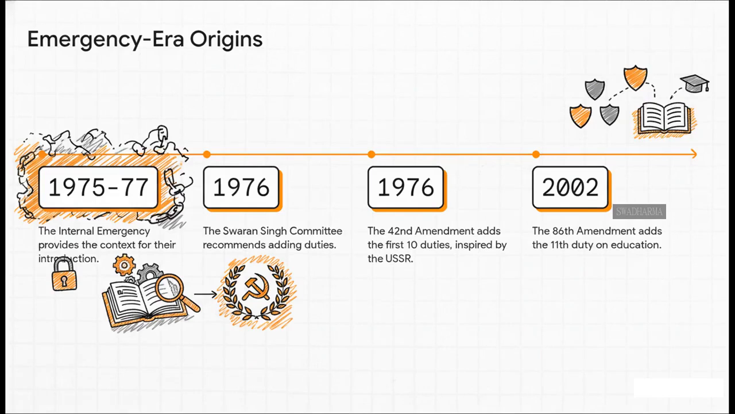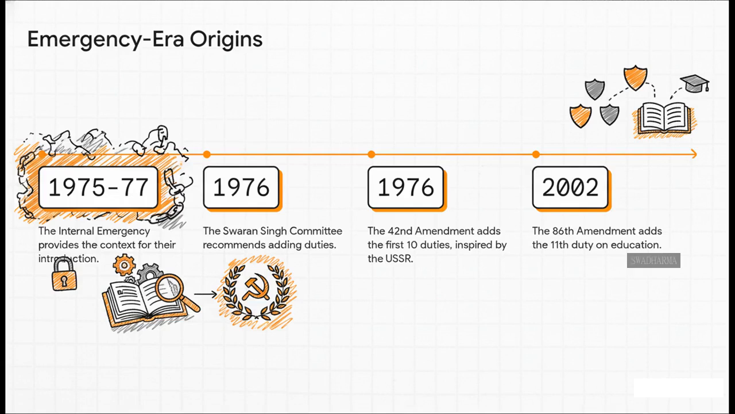Look at the timing, 1976. This is smack in the middle of the internal emergency. The Swaran Singh Committee was set up, they made their recommendations, and boom, the 42nd Amendment adds 10 fundamental duties. And you know where the inspiration came from? The Constitution of the former USSR. The first 10 came in one go, and then that 11th one, the one about education, that was added much later, in 2002.